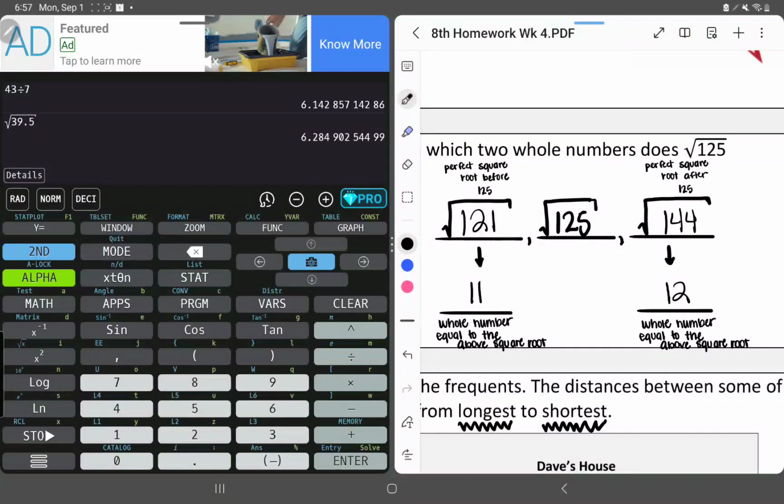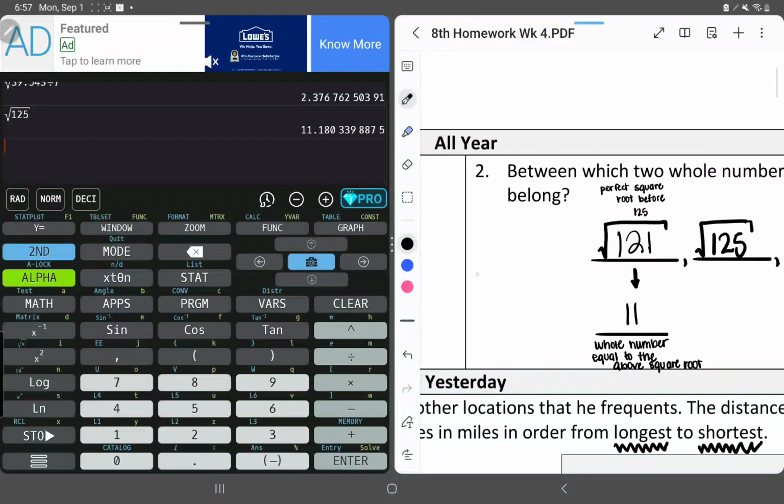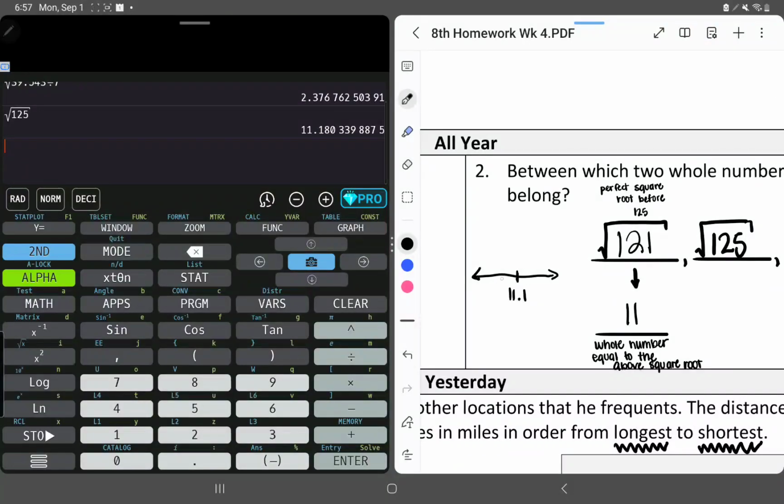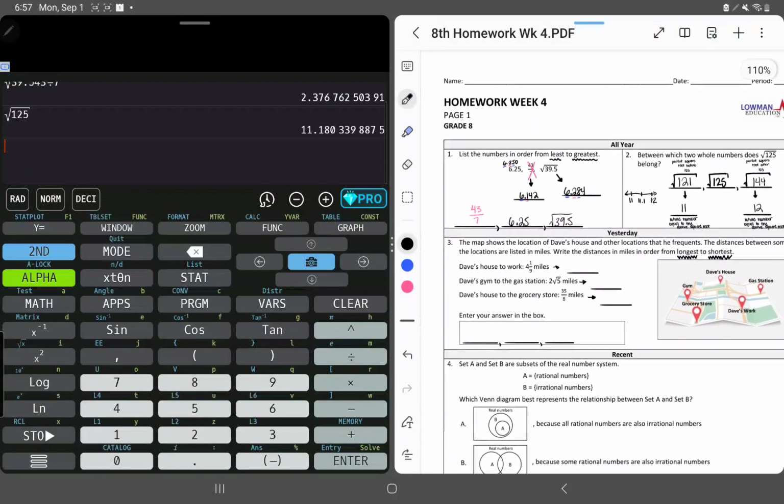The other way we could do this is we could just put the square root of 125 into our calculator, and we see that it gives us 11.1. Like on a number line, here's 11.1. The number that comes before 11.1 is 11, and the number that comes after 11.1 is 12. So it would come between 11 and 12.